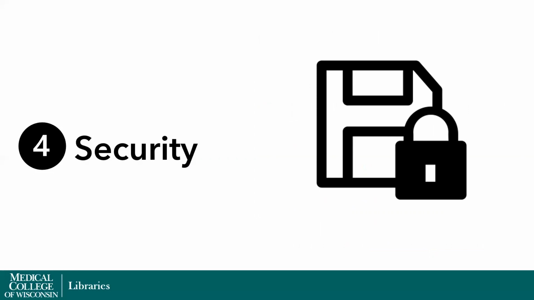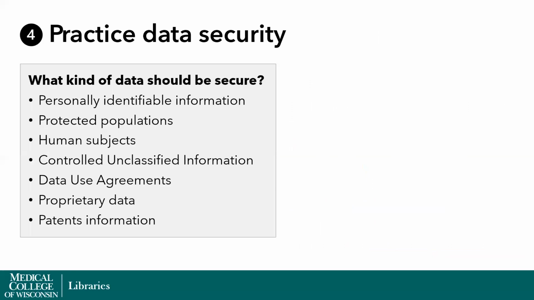The fourth tip is talking about data security. There are certain types of data that need to be secure. Some examples of this are any data with personally identifiable information, information about protected populations or human subjects. Controlled unclassified information is a newer category shared by the federal government. It's not classified data, but it's data that shouldn't be shared widely among people.